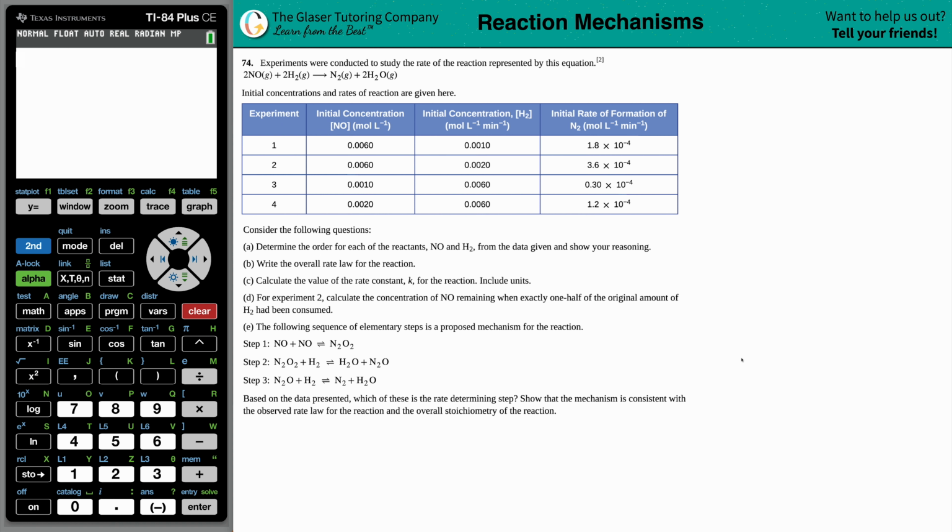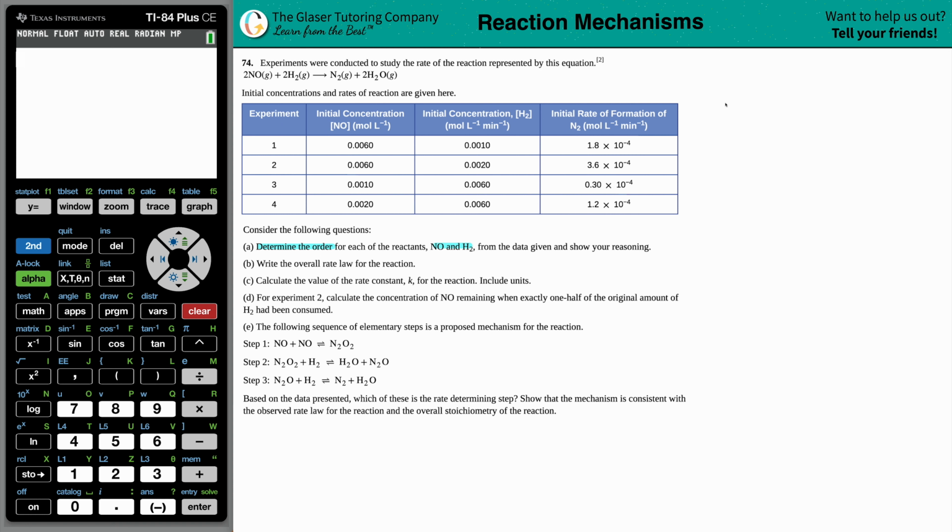So basically, if you could do this question, and you could do all parts and you understand how each part is done, I think you got this chapter, all right? But let's get into it. So it says, consider the following questions. Letter A, it says, determine the order of each of the reactants NO and H2 from the data given and show your reasoning.